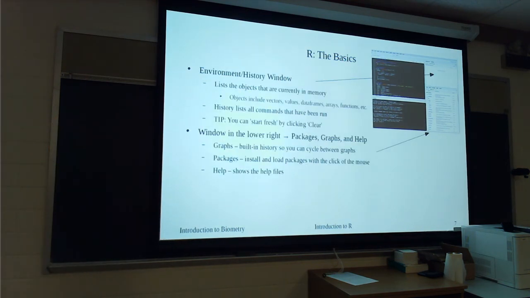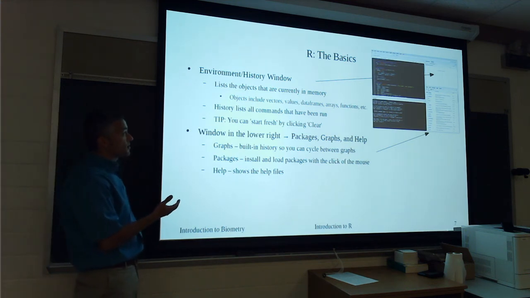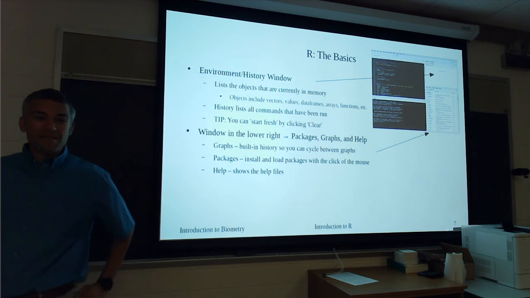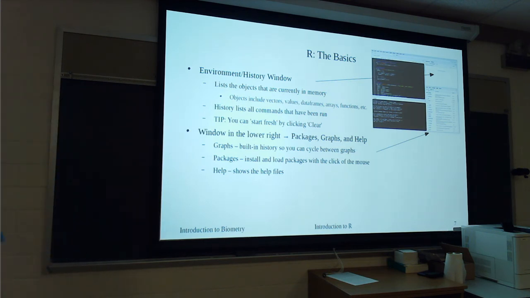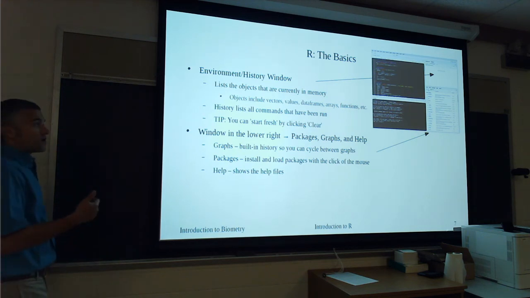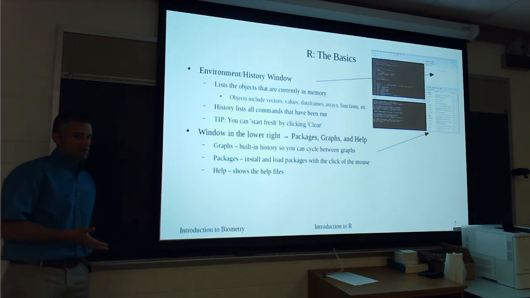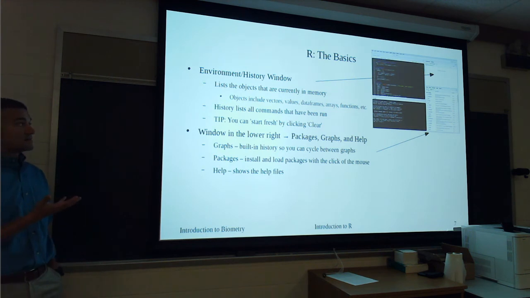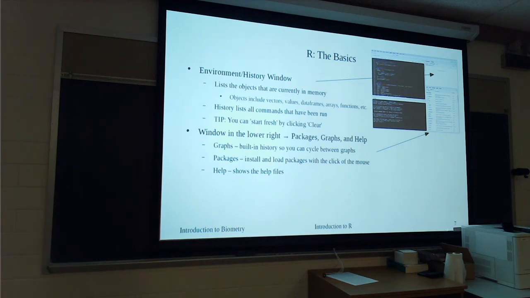All right, environment and history windows. The environment window lists the objects that are currently in memory. These objects are things like our variables, our data frames, our vectors, our arrays. Any functions that we create will appear in this environment window. And it'll actually break it down: there'll be a section called data, a section called variables, and a section called functions. We'll see it develop as we continue.